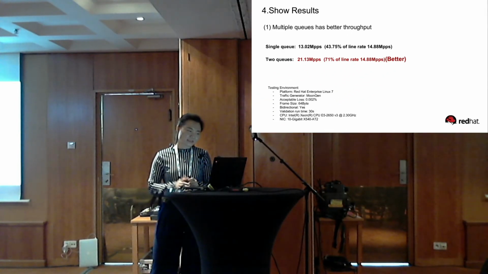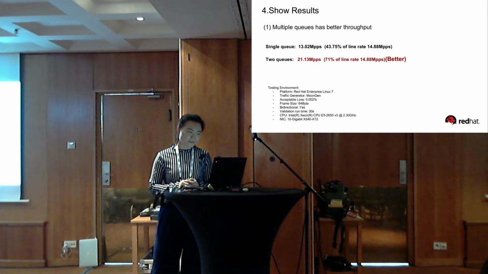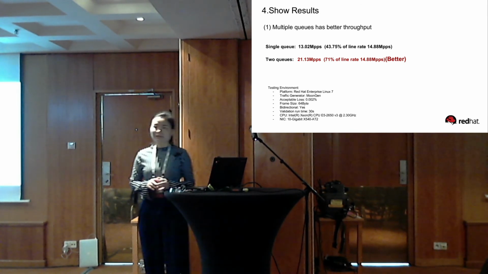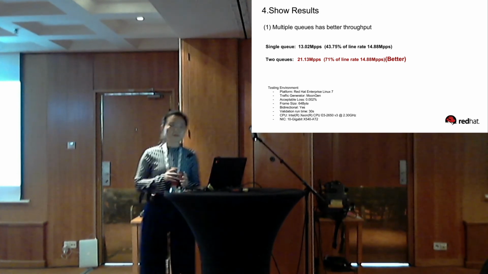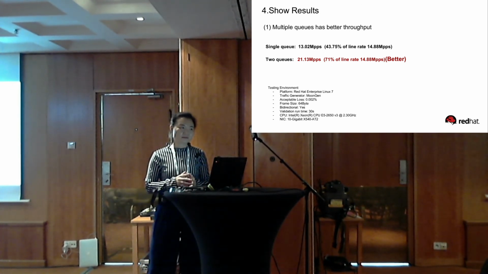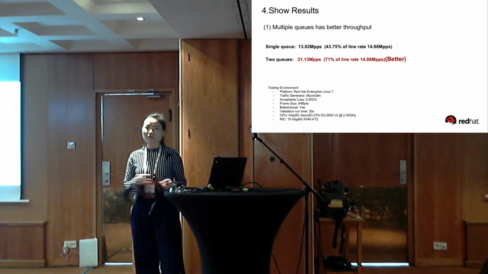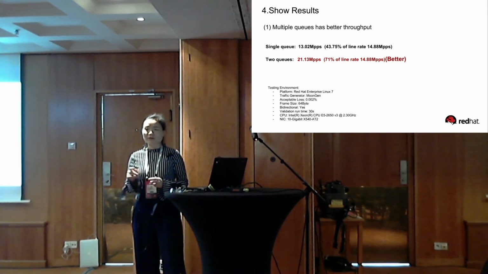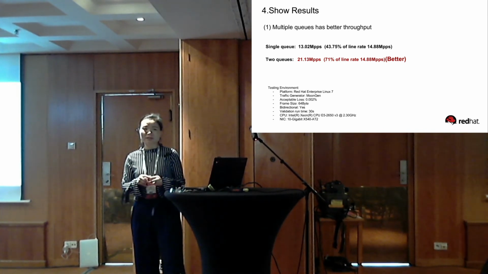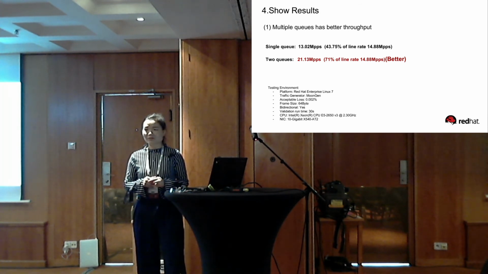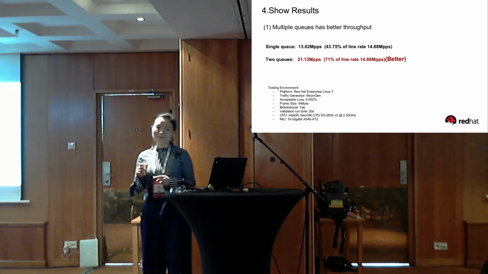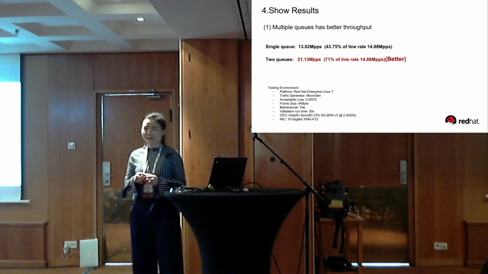With 2 queues, the throughput is much higher than with a single queue. We are testing with a 64-byte packet size, and it can reach 70% of the line rate. We are testing with 10 gigabit network cards. Actually, when we test on bare metal, the throughput is also this value. So this is the maximum throughput we can reach.